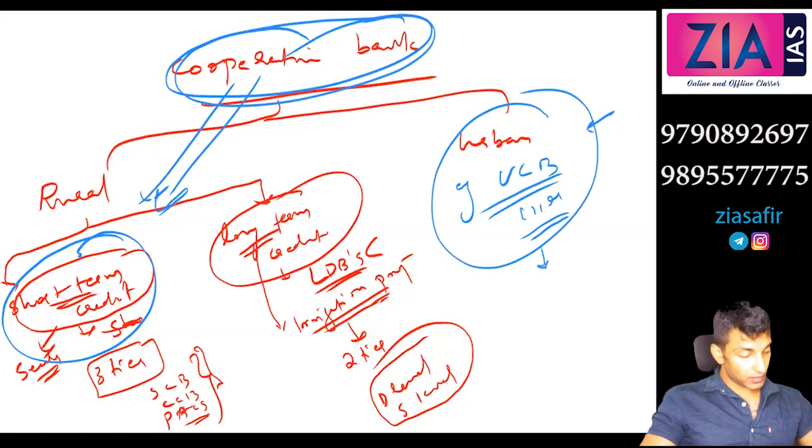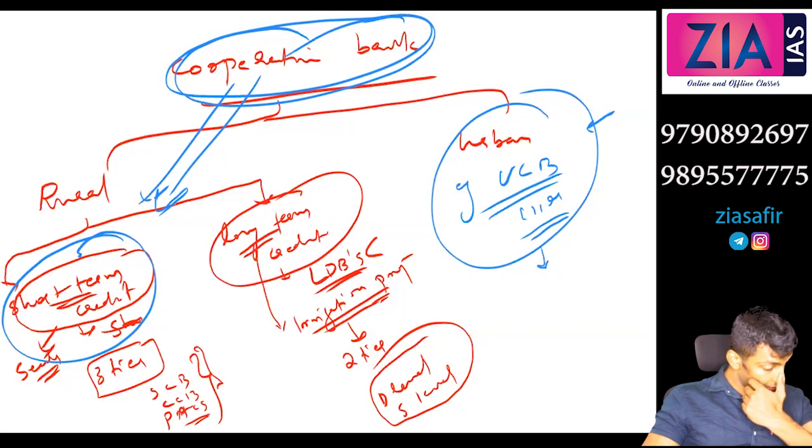Write a few advantages. Advantages of cooperative banks: they cater to the financial needs of the most vulnerable sections of society.